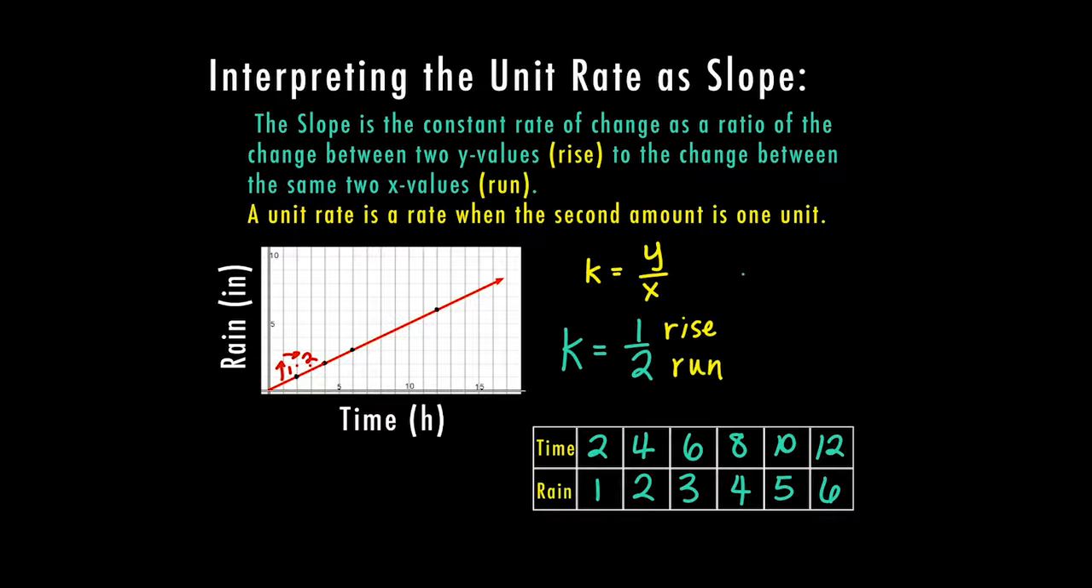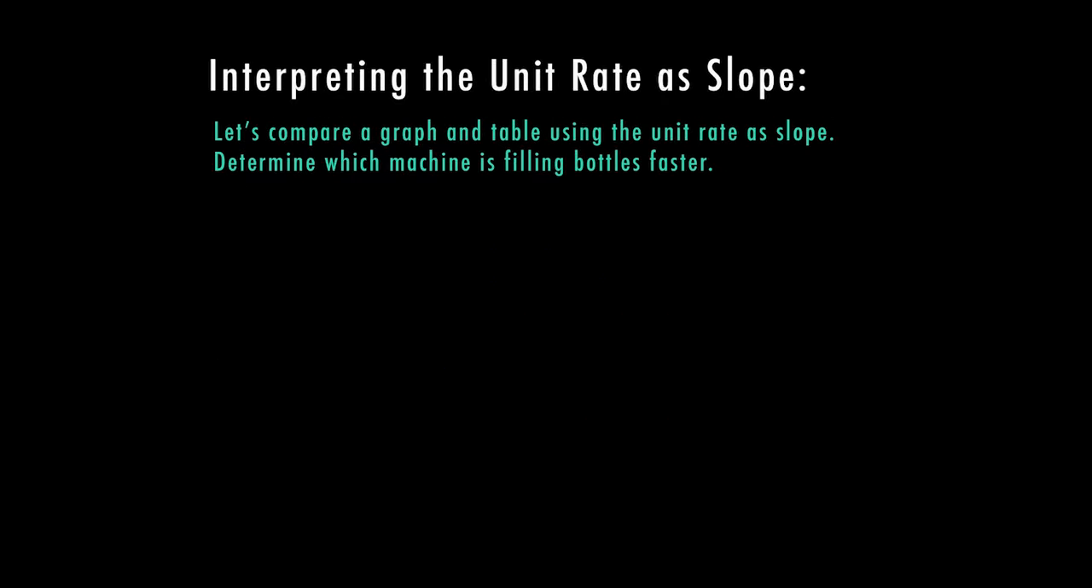So that means that my equation is going to be y equals 1/2 x. So this means when x is a unit of 1, y is going to be at 1/2 an inch. So after 1 hour, the rain is at 1/2 inch. So that means our unit rate is 1/2 inch per hour. Now, another advantage we have when we have the unit rate is that we can compare graphs and tables using this as our slope and determine, in this case, which machine is filling bottles faster.